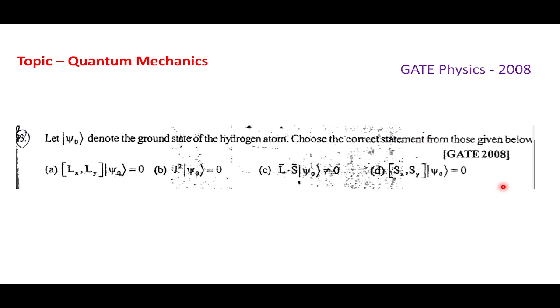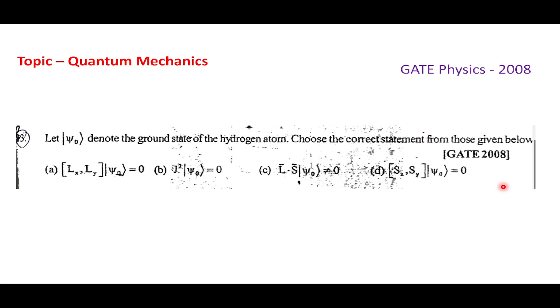If we look at the ground state of the hydrogen atom, it has azimuthal symmetry. From the first option, the commutator [Lx, Ly] will be iħLz. Lz can be written as -iħ ∂/∂φ, so it should be 0. So A should be the answer. Anyone else?